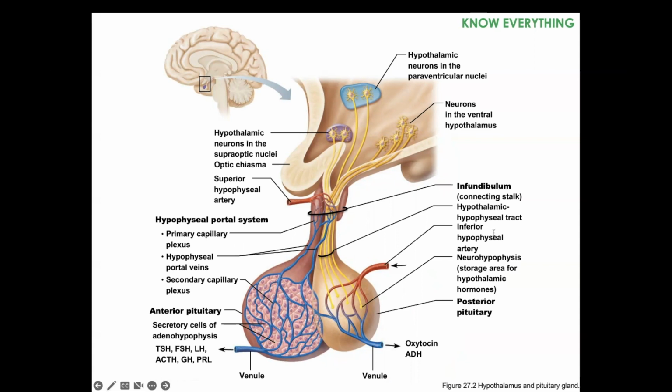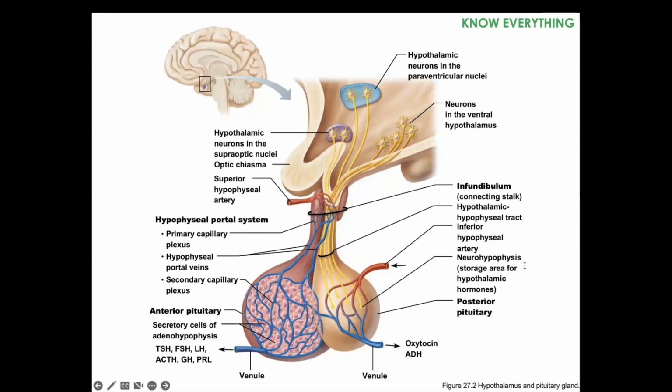At the top of the figure, hypothalamic neurons of the paraventricular and supraoptic nuclei, and neurons in the ventral hypothalamus extend directly into the posterior pituitary gland. Hormones created in the hypothalamus are sent into the posterior pituitary through a connecting stalk called the infundibulum, and that's where they'll be stored. These hormones are oxytocin and antidiuretic hormone, or ADH.